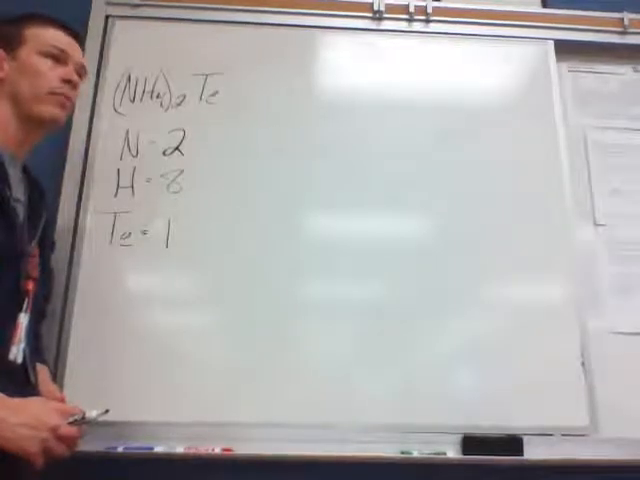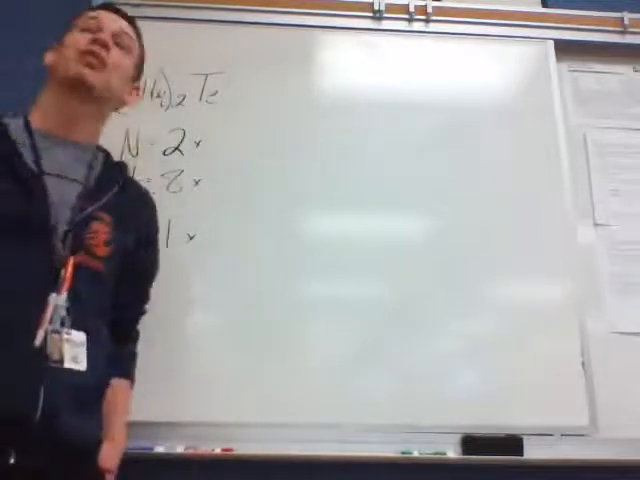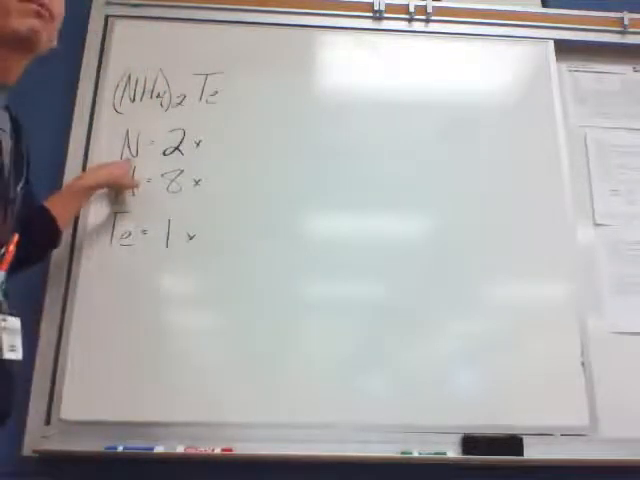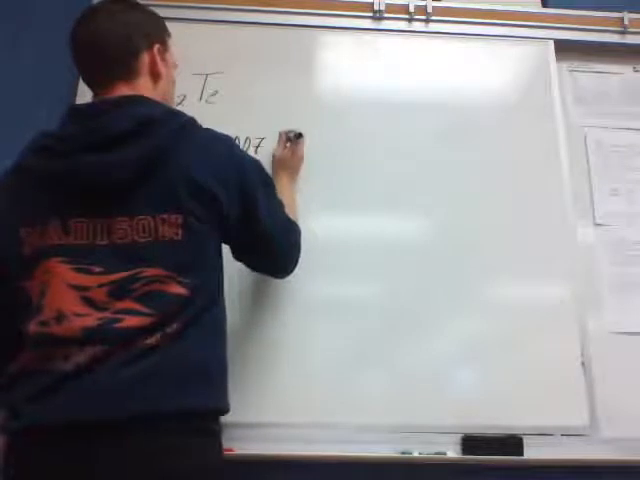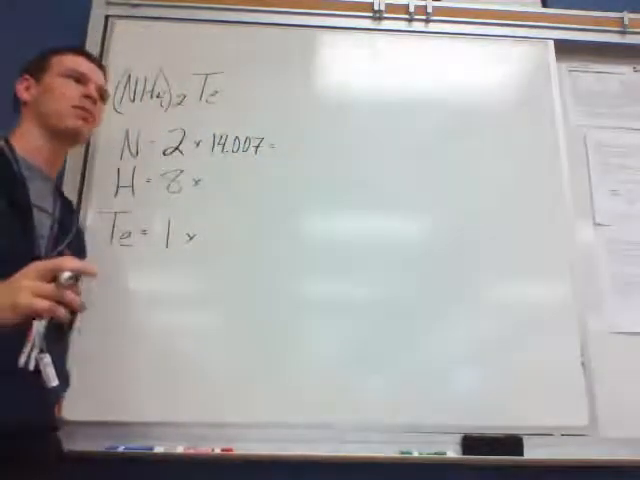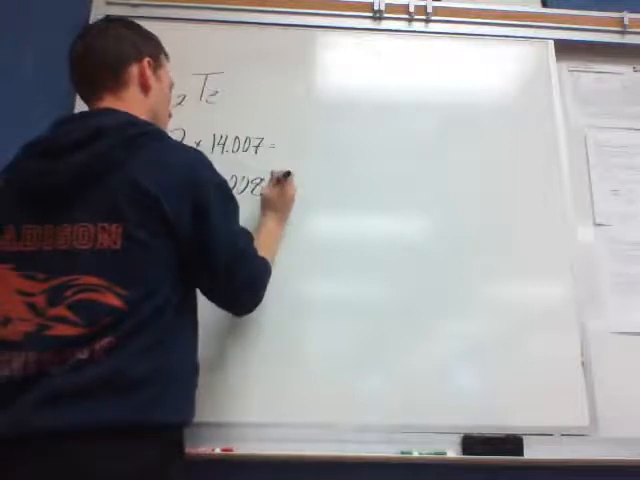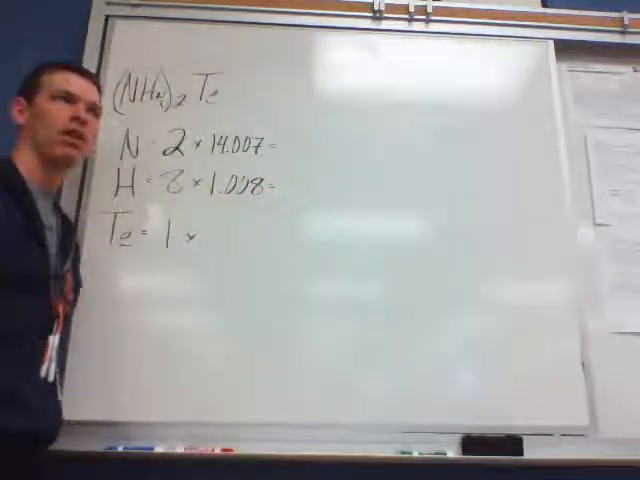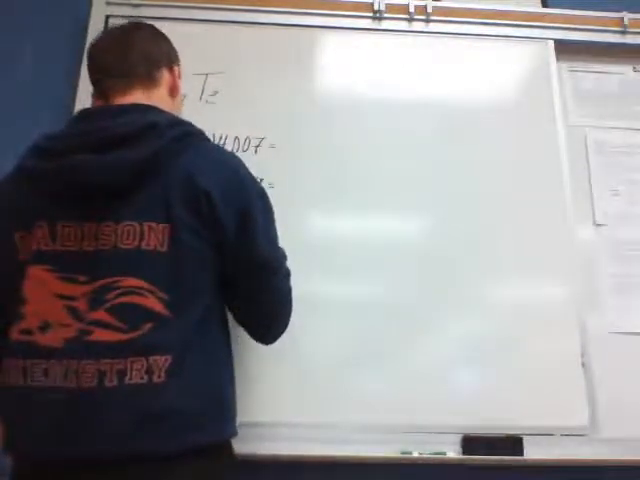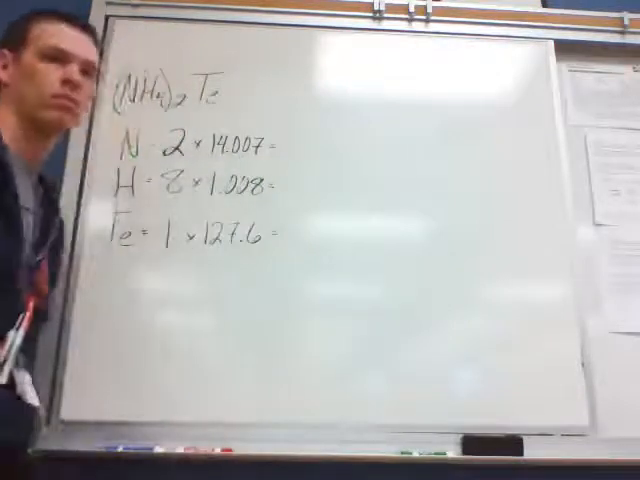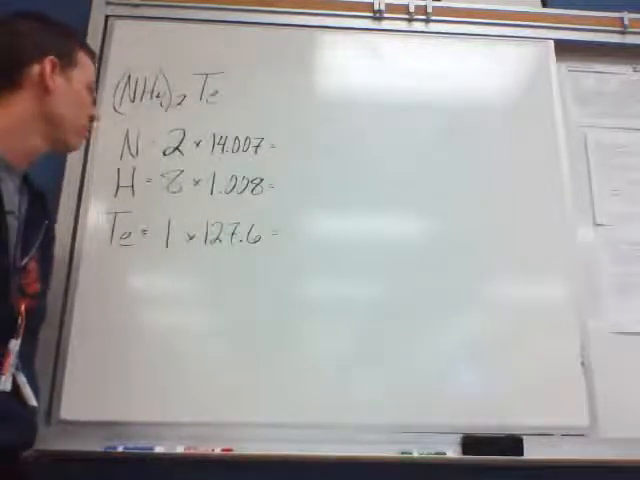Step 3, find the masses and multiply. So we need to multiply all of these guys times their periodic table masses. Let's go find them. Nitrogen has a listed mass of 14.007. If I throw a number up here that's wrong, just yell at me. I do that sometimes. Hydrogen has a PT mass of 1.008. Tellurium, I don't know that one. 127.6, thank you. Let's find those values. All right, I work kind of slow. I bet you can beat me to them.